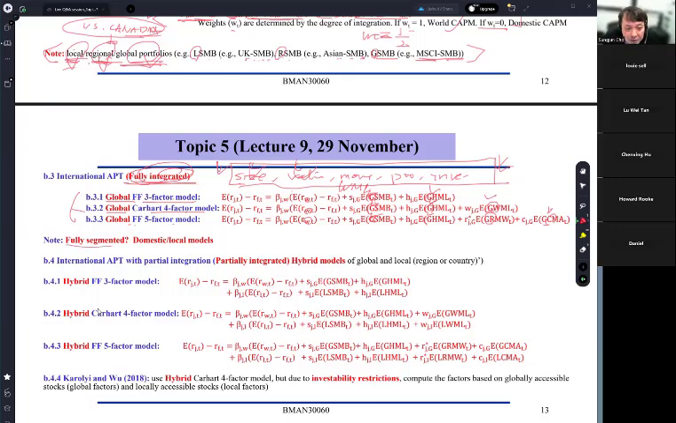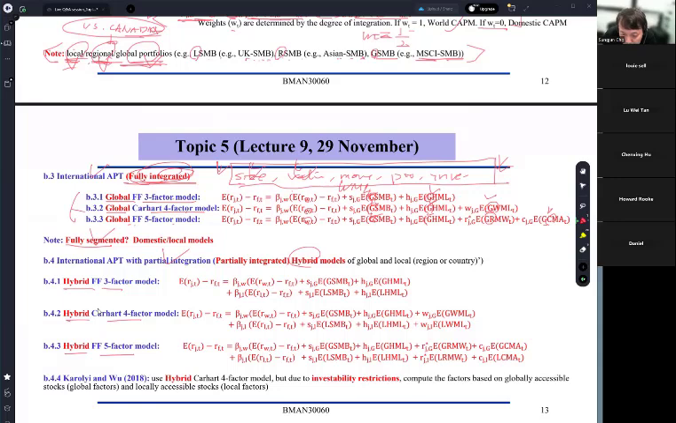What about the fully segmented case? The intuition is the same as before. Each country's investor will use each country's Fama-French three-factor, Carhart four-factor, Fama-French five-factor model, right? So that is the fully integrated case and the fully segmented case. What about the partially integrated case? We're gonna use a hybrid model, which means we're gonna use a weighted average of the world and local. So we have hybrid Fama-French three-factor, hybrid Carhart four-factor, hybrid Fama-French five-factor model.